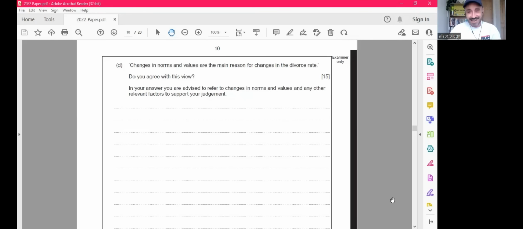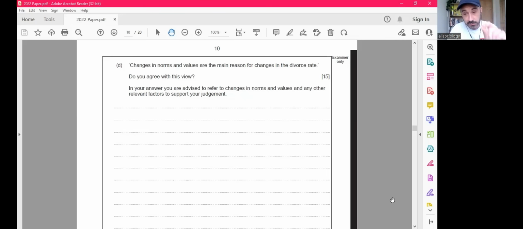Changes in norms and values have had a big impact. It's now seen as less stigmatized to get divorced. I would definitely bring in the argument of secularization into this, talk about changes in norms and values. So declining importance of religion, therefore divorce isn't seen as a sin anymore. Many more people get divorced because it's not as stigmatized, or they don't feel that they're going to be judged religiously or by others in society through that stigma. That would be my first paragraph.